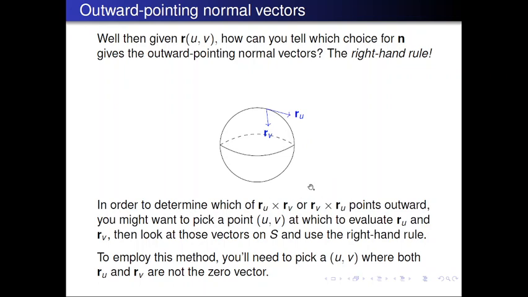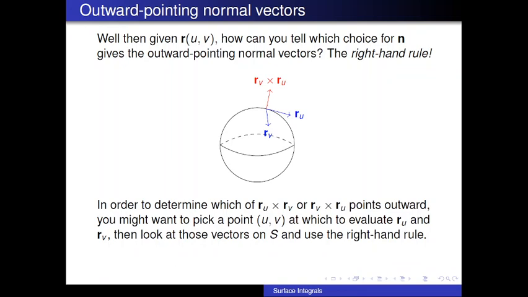The one caveat to this is that you will need to pick a u and v where both the vectors r sub u and r sub v are not 0. There may be some parameterizations that have small degenerate points in the uv plane. If you get one of those, just pick a different point instead, and you'll probably pick a good one on your second pick. So let's see this in action. Here again is that cross product that points outward. As you can see, it's the backwards one.